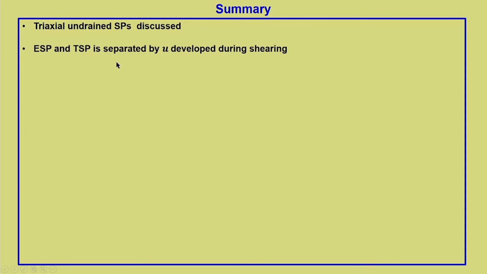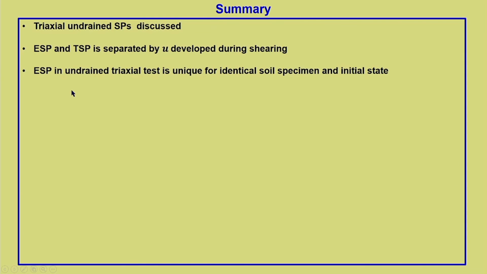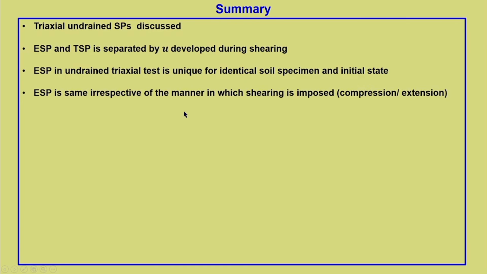So, let us summarize today's lecture. Triaxial undrained stress paths are discussed. ESP and TSP are separated by the pore water pressure developed during shearing. ESP in an undrained triaxial test is unique for identical soil specimen and initial state. ESP is the same irrespective of the manner in which shearing is imposed, whether it is compression or extension mode. In all the cases we have seen that the expression for effective stress path remains the same.